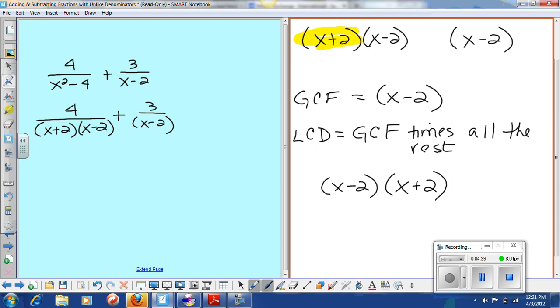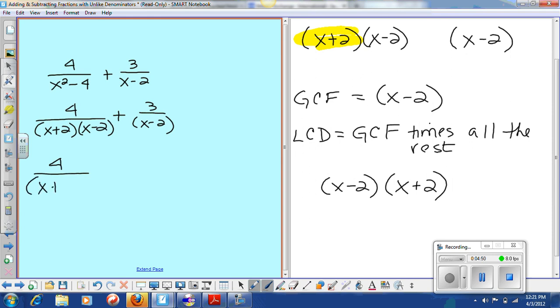So going back to our original one, look what we have here. I'm going to leave that other side up so that you're reminded. So our first one has our lowest common denominator, so just bring that down. Plus we've got 3 over x minus 2. So what's missing? Well, what's missing is our x plus 2.